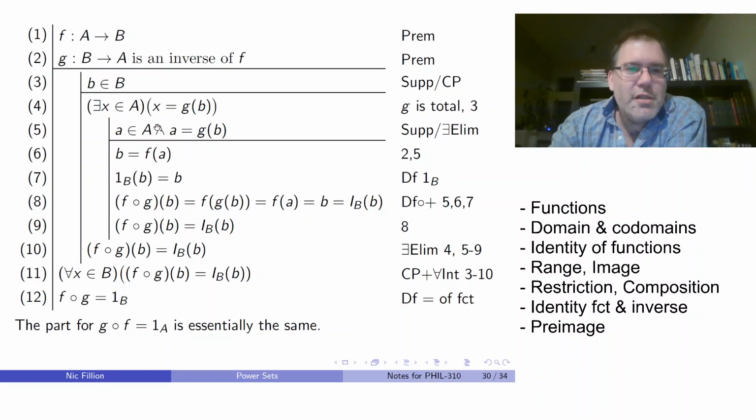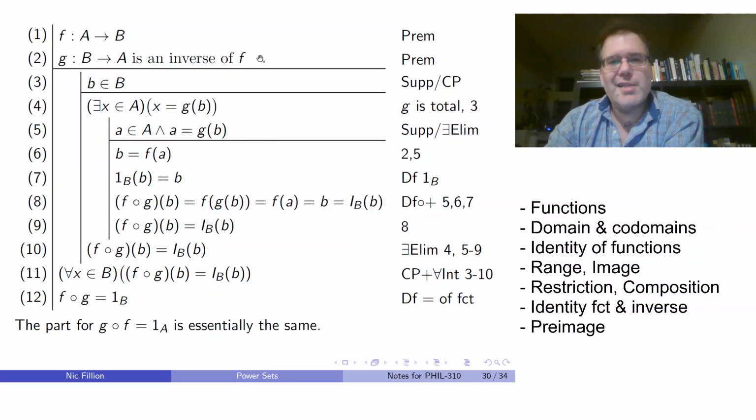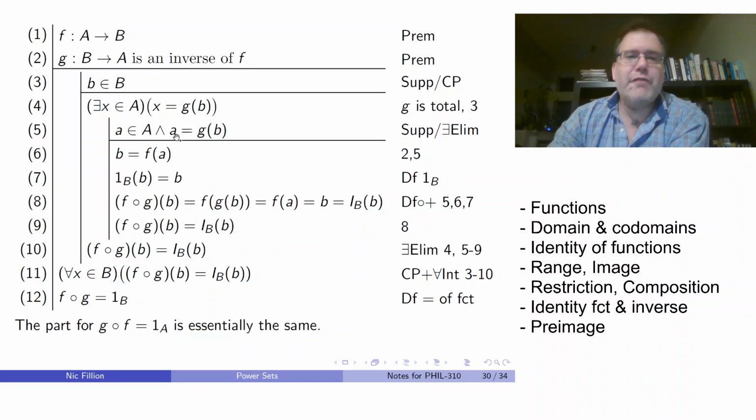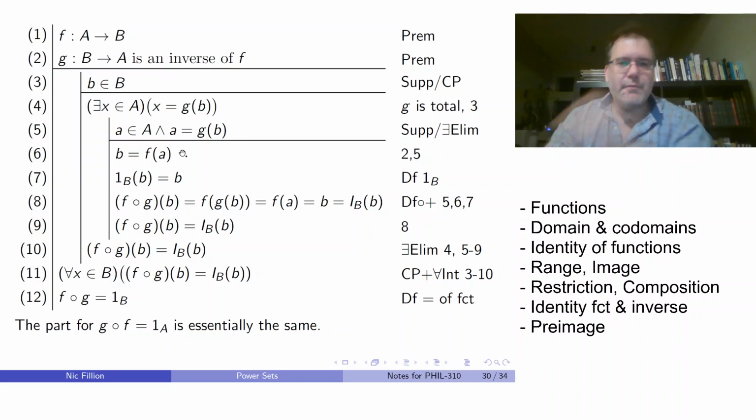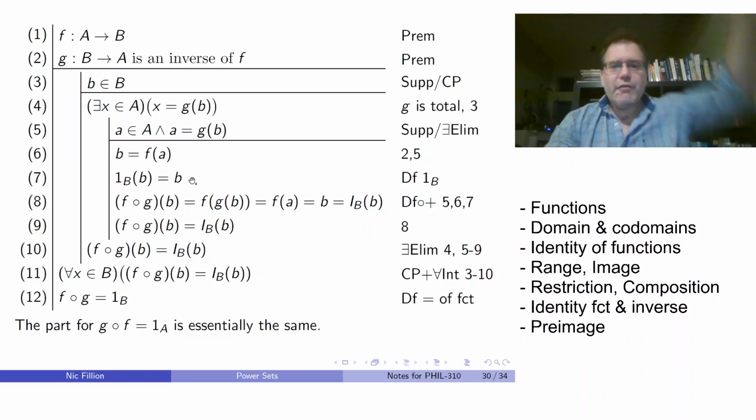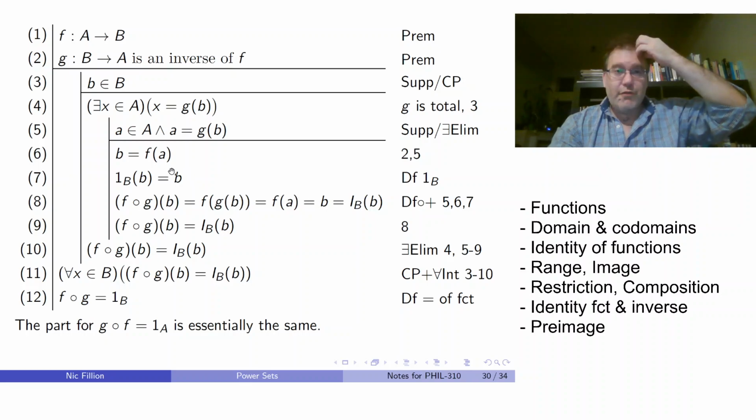So first of all, on line 5, I'm going to look at the second conjunct, A equals G of B. But now, look at line 2. It says G is the inverse of F. So if A equals G of B, that means B equals F of A. And that's what I have on line number 6. It follows from 2 that G is the inverse of F, and from the second conjunct on line 5, B equals F of A.